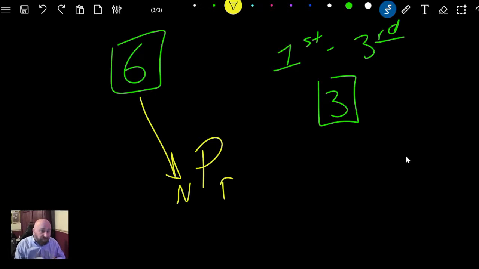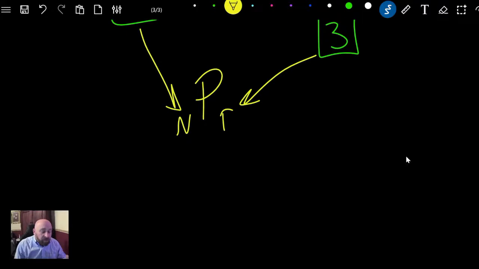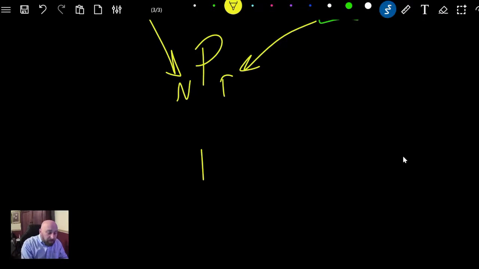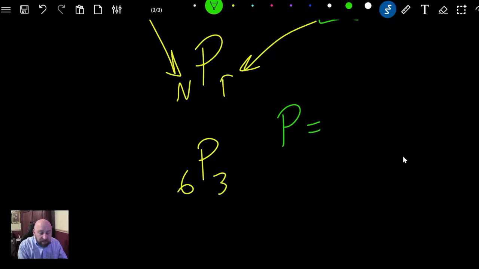There's only a prize for first through third. So the three that matter, the three that are ranking, goes there. R equals the three that matter. Okay? So the way that you would do this would look like P, the permutation of 6 and 3. Now watch how this works. The formula here is P equals N factorial over N minus R factorial.